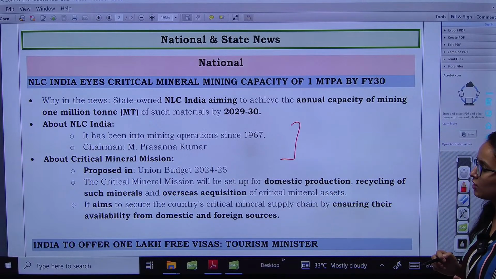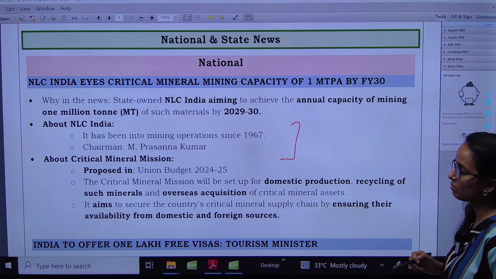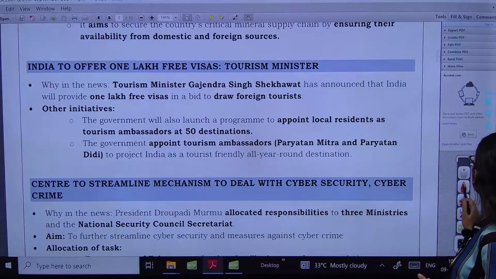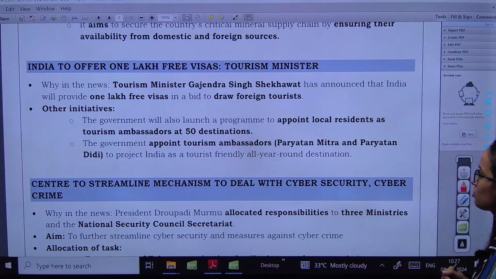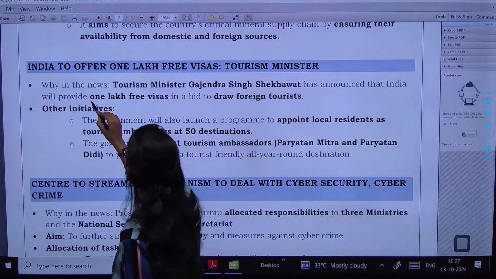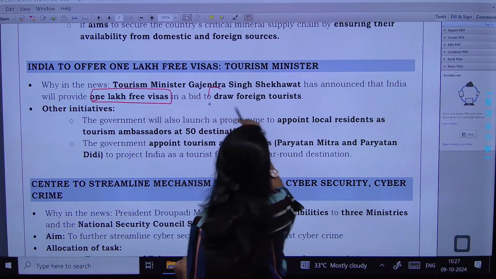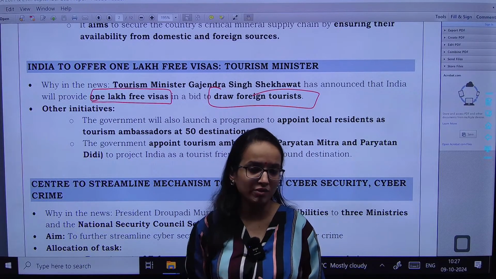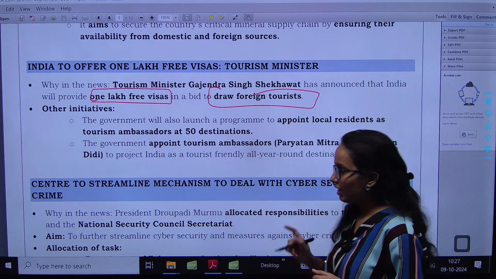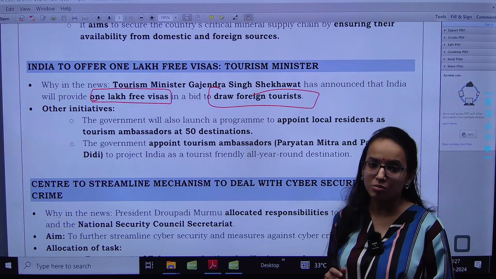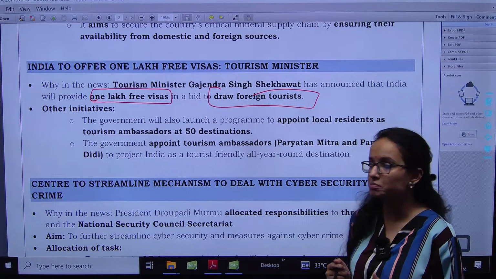It has been into mining operations since 1967 and the present chairman is M. Prasanna Kumar. So this was about the critical minerals. The next news we have is Tourism Minister Gajendra Singh Shekhawat has announced that India will provide 1 lakh free visas in a bid to draw foreign tourists. India is going to provide 1 lakh free visas because we want to attract more tourists. So this signifies the importance of the growing tourism industry as well as its contribution to the economy. That's why these kinds of steps are being taken by the respective ministries.